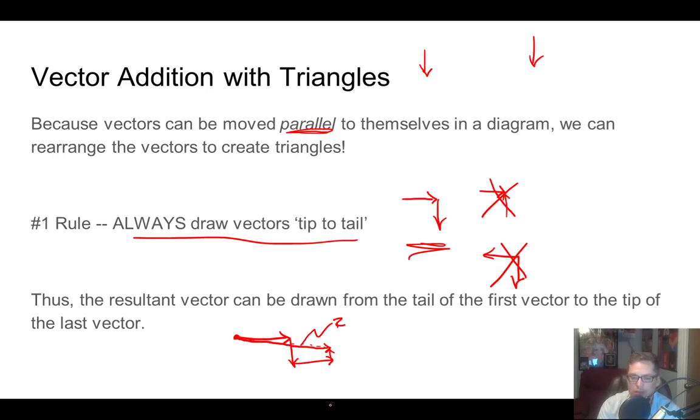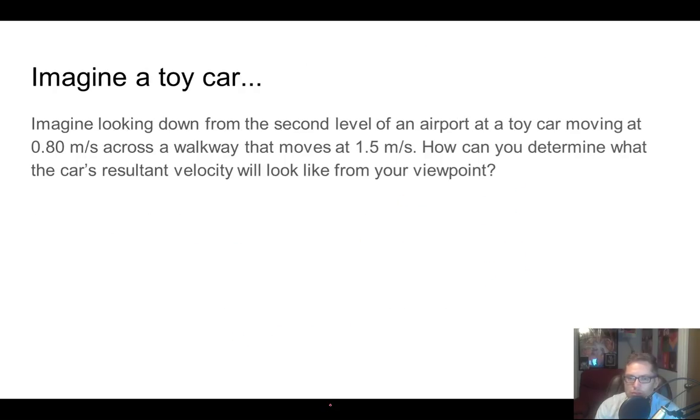Okay, so let's imagine a toy car. We're sitting on the second level in an airport, and a toy car is moving 0.8 meters per second across a walkway that moves at 1.5 meters per second. We want to determine what the car's resultant velocity will look like from our point of view. So let's draw some of our vectors here. It's moving 0.8 meters per second, so we'll go here. We'll say this guy's 0.80 meters per second.